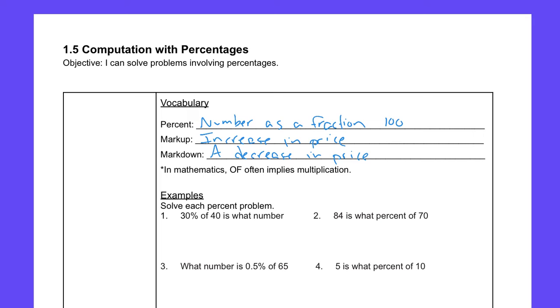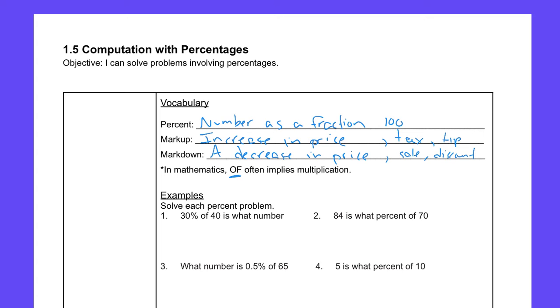Tax would also be an example of the markup that we had talked about. Tax, tip, those are also markups. Sale, discount, those are markdowns. All right, and then we mentioned this in the last lesson a little bit, but in mathematics, that word of, if you say of, it typically means we're going to multiply.